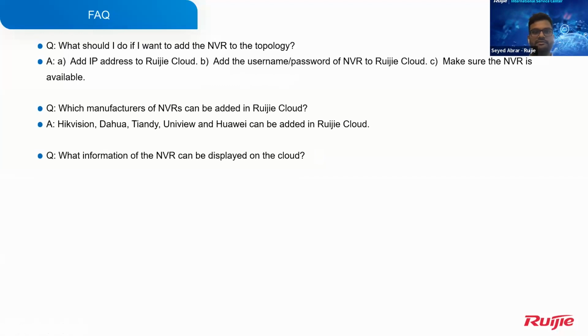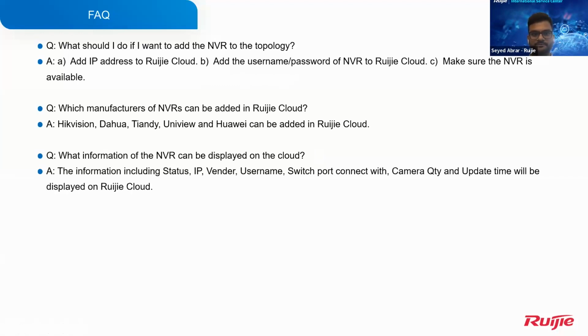So what information of the NVR can be displayed on the cloud? You can see the status of the NVR, whether it's online or offline. What is the IP address of the NVR? Which vendor you're using, out of these five? And what is the switch port connected to it? And how many cameras are connected to the NVR? And what is the update time? Those are the information that will be fetched from the NVR and then displayed on the Reyee cloud.